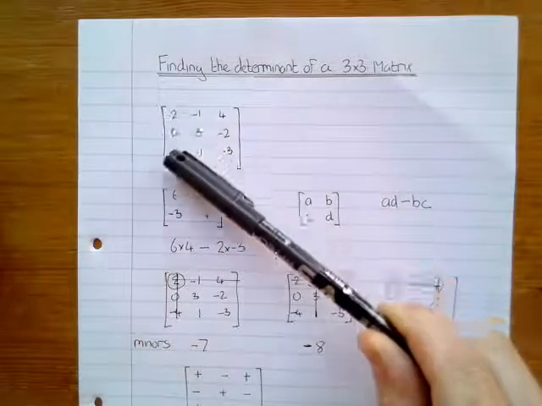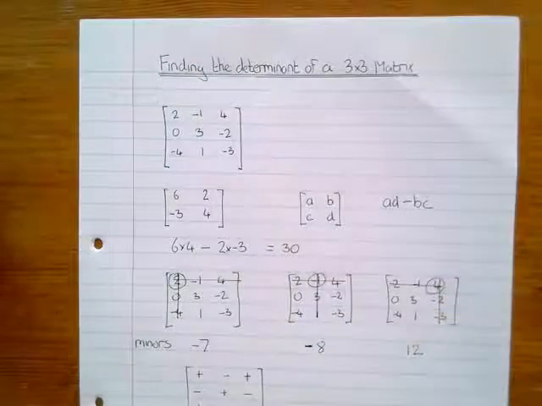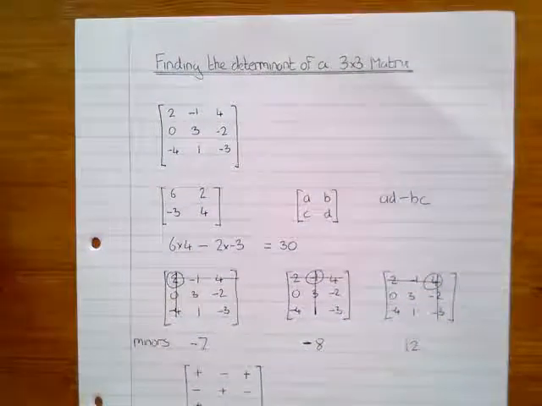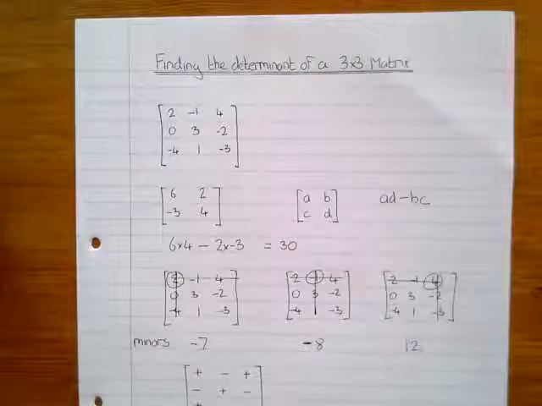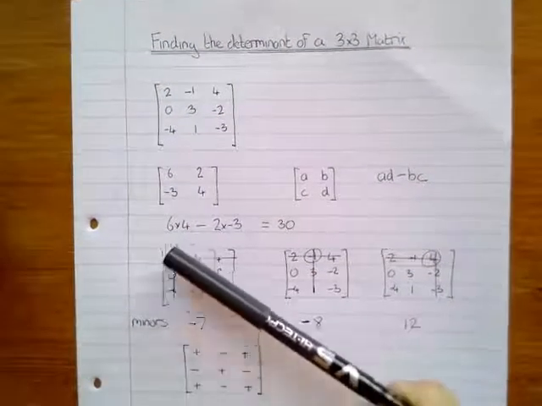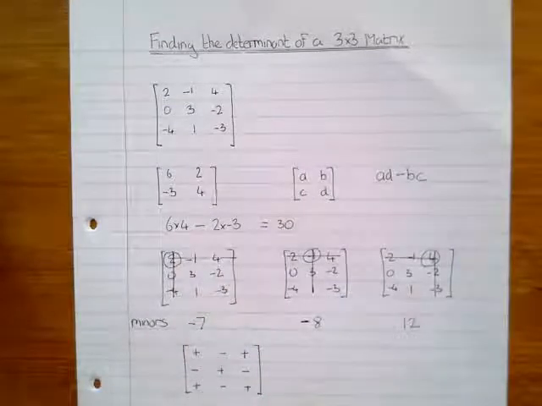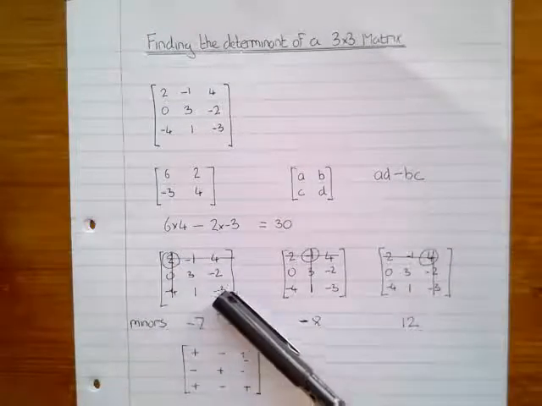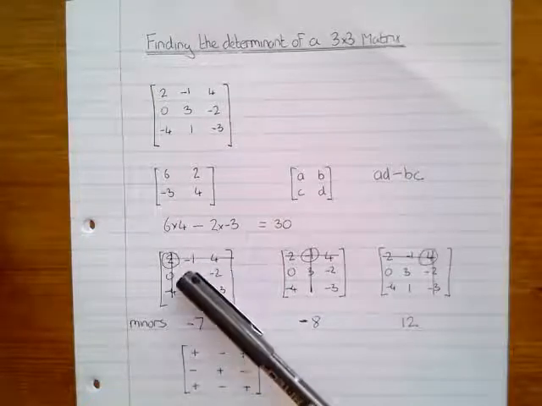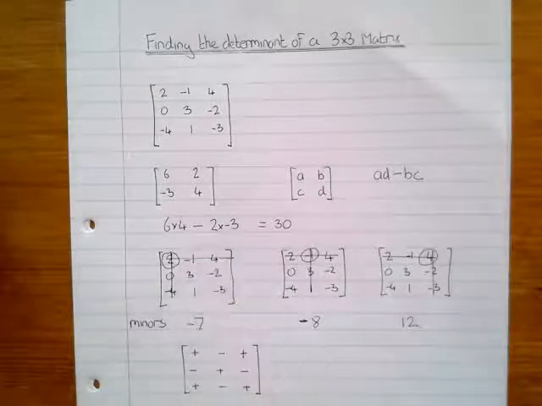Each of these numbers in here is called an element. Each of those elements has something called a cofactor. To find the cofactor, for example, for the 2, you would cross out the row and column that contains the 2, and then find the determinant of the remaining elements. This would be this 2 by 2 matrix here.